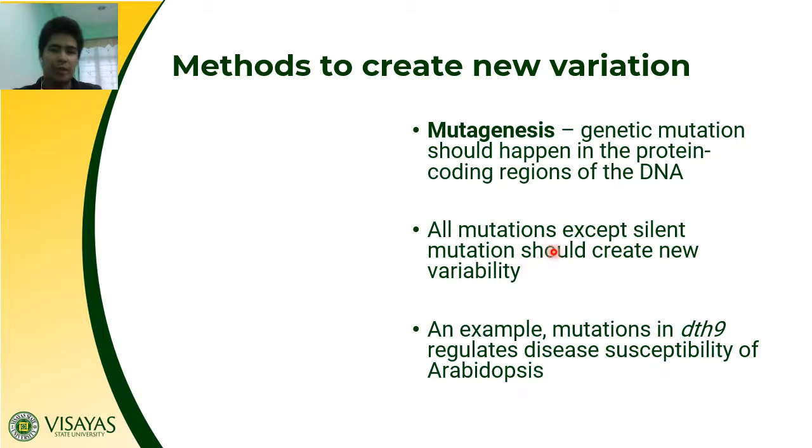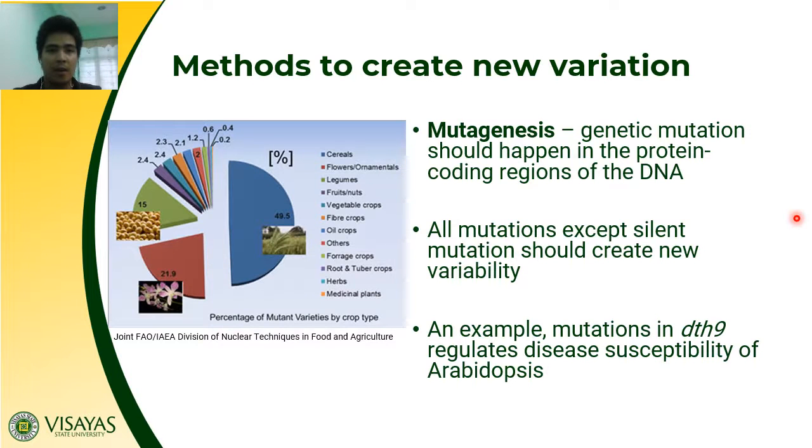And all mutations except silent mutations should create new variability. So for example, indels, so insertions, deletions, and substitutions will create new alleles, and that allele, when expressed, will show another phenotype, and that's a mutant phenotype. So for example, we have here the gene DTH9, which when mutated, regulates disease susceptibility in Arabidopsis.